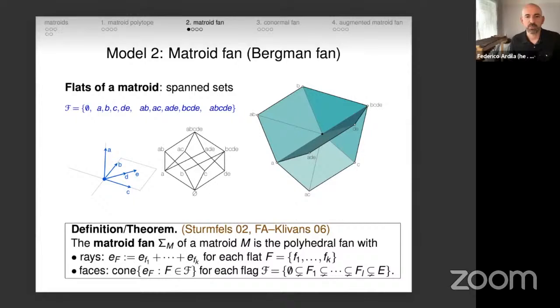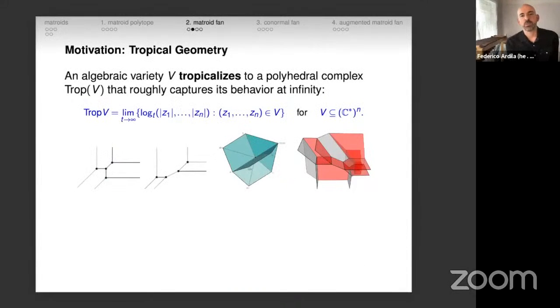In work with Cardi and Klivans, we managed to give this very combinatorial description. So it's a completely polyhedral combinatorial description. But let me talk about where this comes from. So the origin for this is tropical geometry.